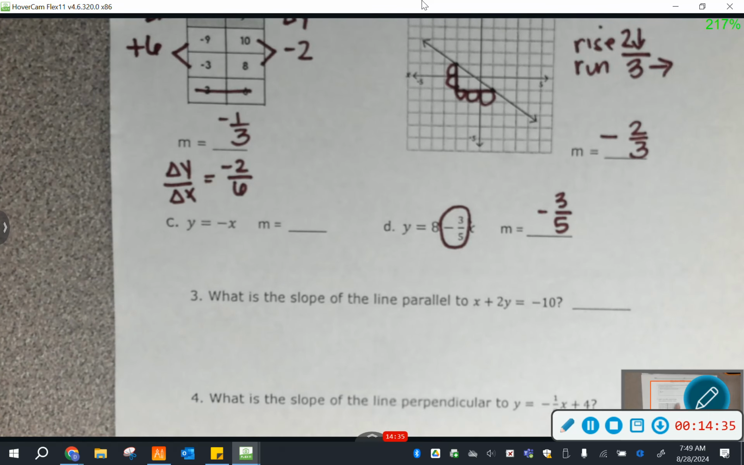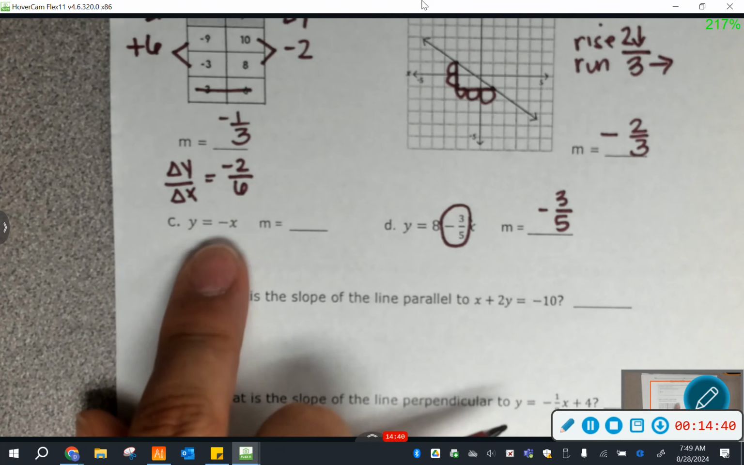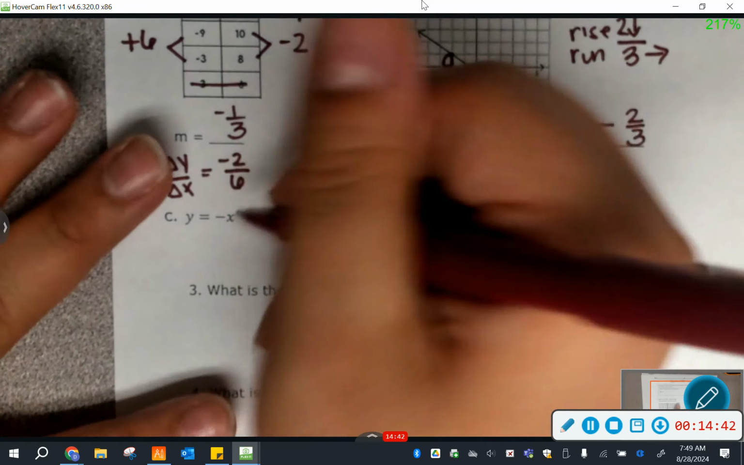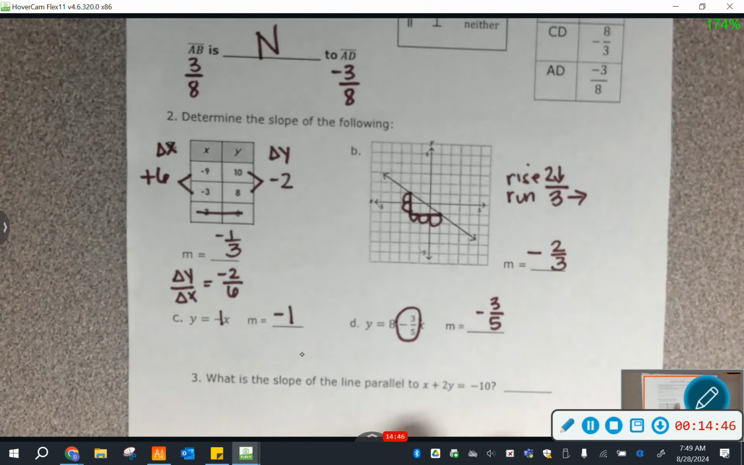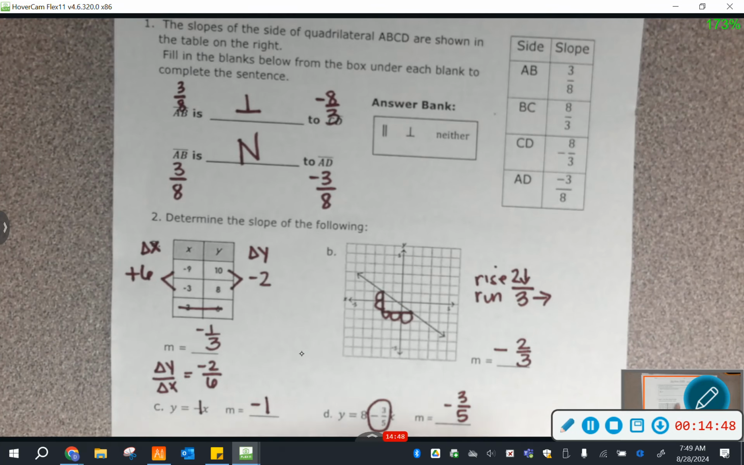And last but not least, what about this one? There's no number with x. It's -1. There's a no one, so it's -1. Do I have any questions so far on 1 and 2? It's 6 questions, but 1 and 2. This right here, 1, 2, 3, 4, 5, 6, 7, 8, 9, 10, 11, 12, 13, 14. That's 20 points on your test. Let's go. 20 points we can do?